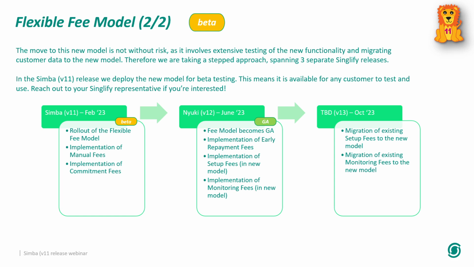The new fee model comes with 2 new fee types, manual fees and commitment fees, so you will be able to use those from the start. In the next release, planned for June, the fee model becomes generally available, and we add 3 new fee types, or actually 1 completely new fee type, which is early repayment fees, and the implementation of 2 existing fees, setup fees and monitoring fees, in the new fee model. Then, in our October release, we plan to do the migration of the existing setup fees and the existing monitoring fees to the new model.